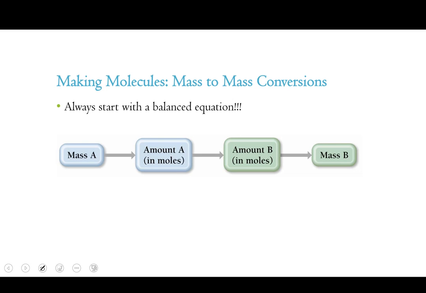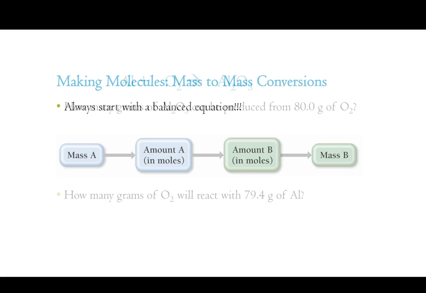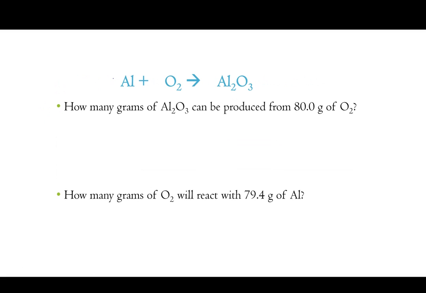When you're doing stoichiometry, it's really important that you always start with a balanced equation, because that balanced equation is what gives us our mole-to-mole ratio, and the mole-to-mole ratio is what allows us to do stoichiometry. So to balance this, we would need a 4 in front of aluminum, 3 in front of oxygen, and 2 in front of aluminum oxide.